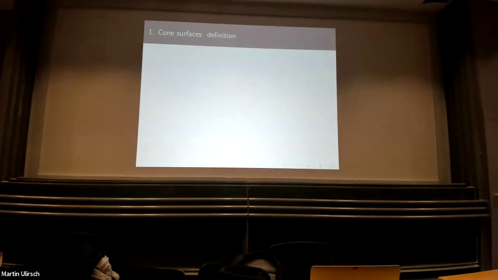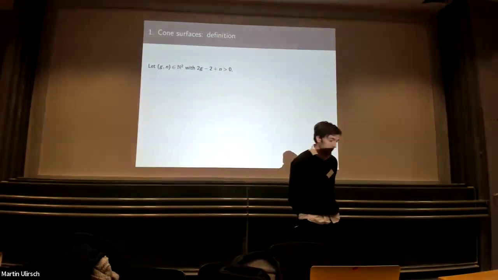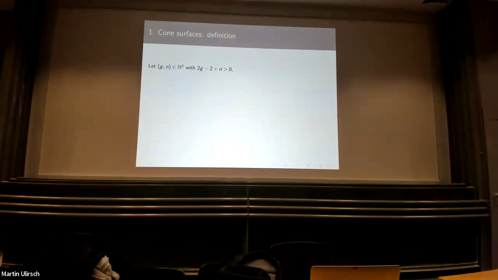So first thing, cone surfaces. I fix g and n, so a genus and a number of markings, with this condition that g minus 2 plus n is greater than 0, like the Euler characteristic. And I also fix some parameters a1 to an, so a vector a of positive real numbers.